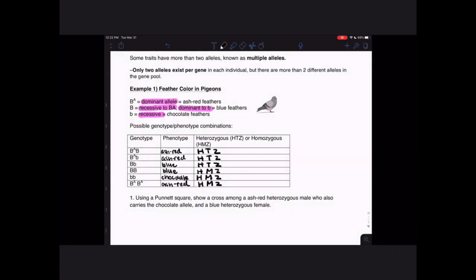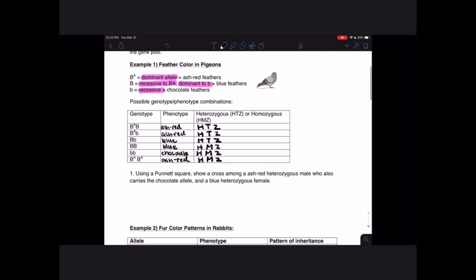So, that's it. And then we go down, and using a Punnett square, we show a cross among an ash red heterozygous male who also carries the chocolate allele and a blue heterozygous female. So we know that this male also carries the chocolate allele, meaning that his genotype is heterozygous, so BA and lowercase b. And then a blue heterozygous female.